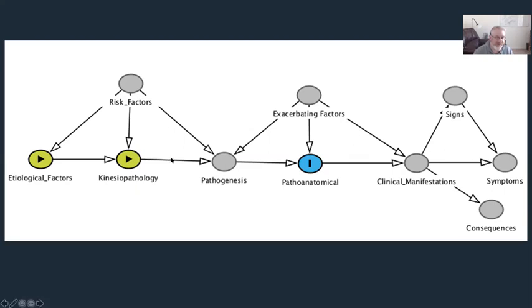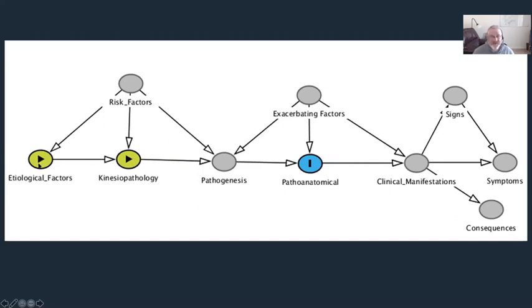But what I've done here is I've added kinesiopathology where etiological factors used to be. And I've added etiological factors outside, because etiological factors are typically considered to be outside of the human, whereas kinesiopathology is inside the human. It has to do with the human. Now, more could probably be done here about whether or not certain environments encourage certain kinesiopathologies. And that's where the etiological factors come in.